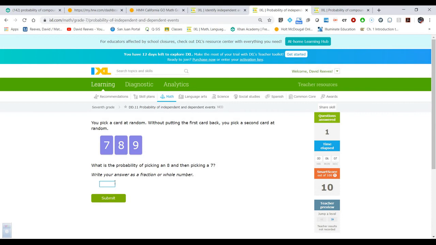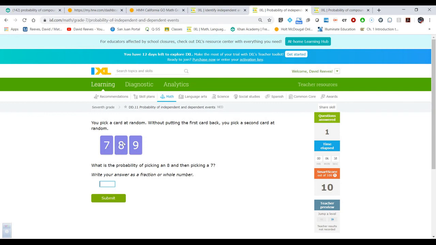Okay, you pick a card at random without putting the first card back. You pick a second card at random. So if this were a question in the previous set of problems we were doing, and I said, is this independent or dependent? I would hope that you would answer that it's dependent because we are not putting the card back. So when we first start, we have 3 options, right? We have a 7, an 8, or a 9 that we can choose from. But after that, we're only going to have 2 options.